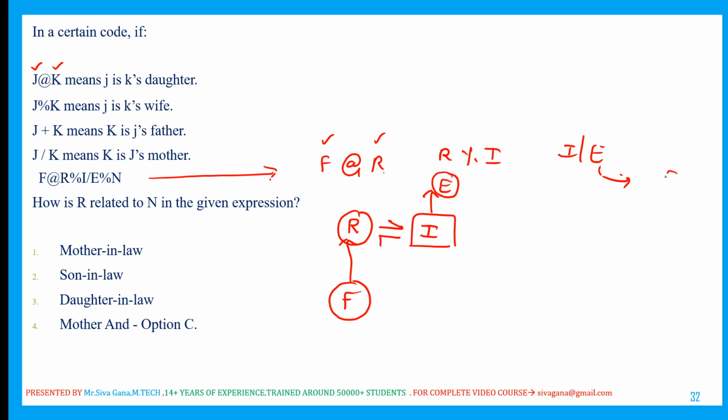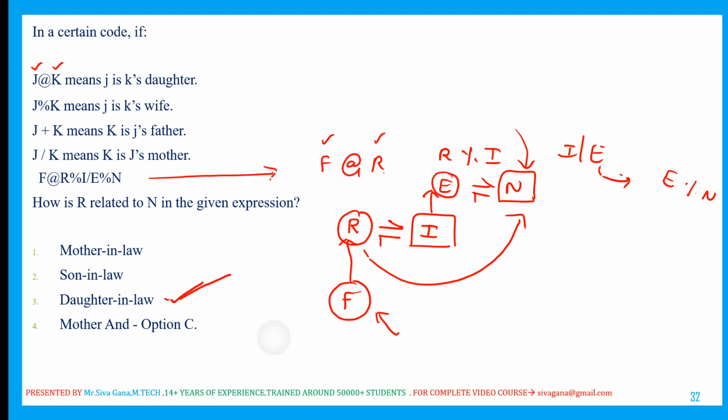E % N. Percentage means J is K's wife, so E is N's wife. For male I am using a box, for female I am using a circle. Now, how is R related to N? R is the daughter-in-law of N.